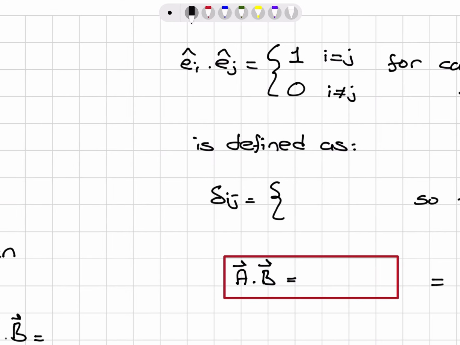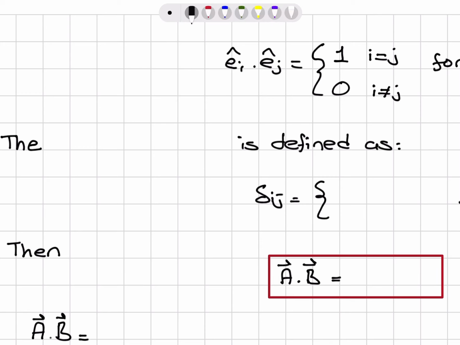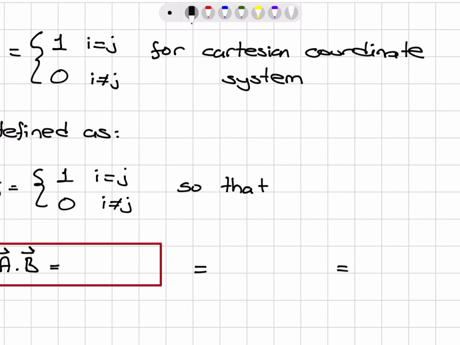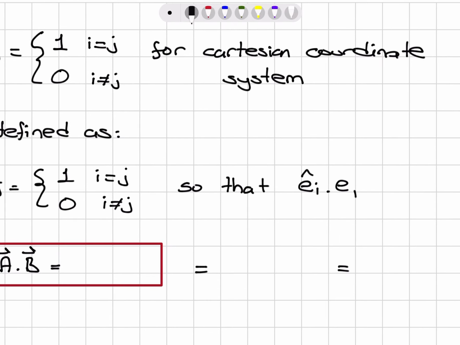Now I can write this result using the subscript summation notation by introducing the Kronecker delta. The Kronecker delta is defined as delta_ij equal to 1 if i is equal to j, and equal to 0 if i is not equal to j. That's the definition. So I can write e_i hat dot e_j hat to be equal to the Kronecker delta_ij. When i and j are equal, this is 1. And when i and j are not equal, it is 0.